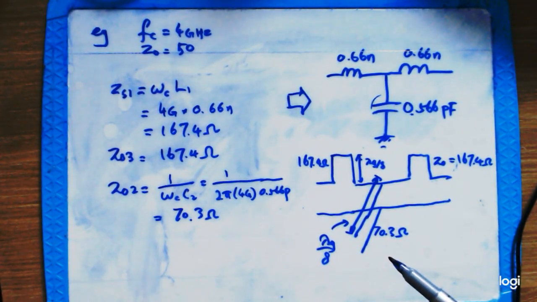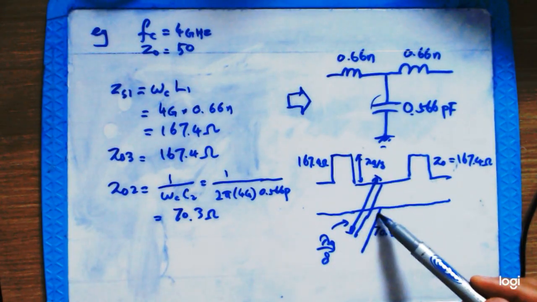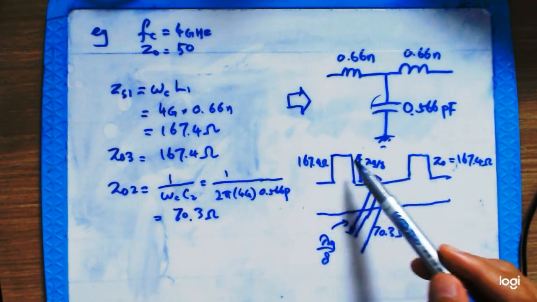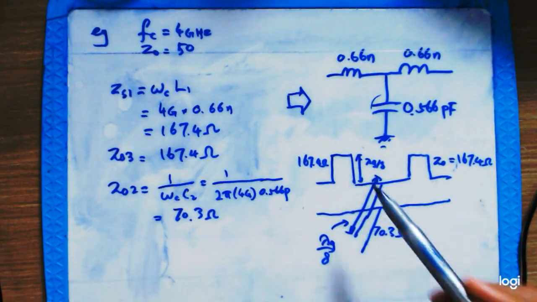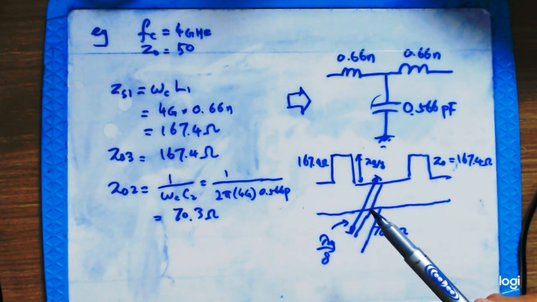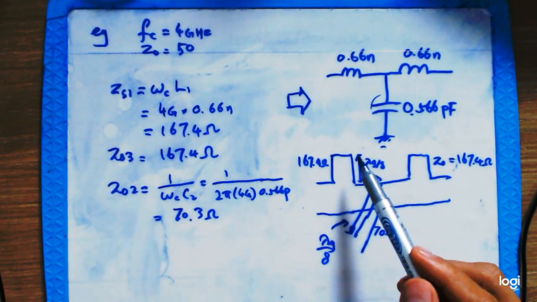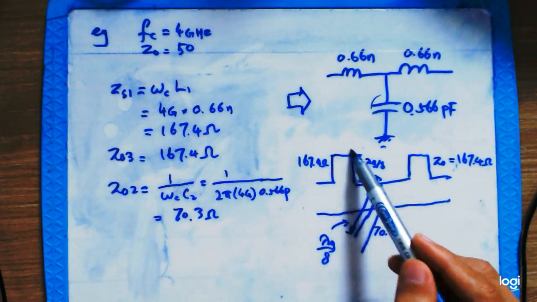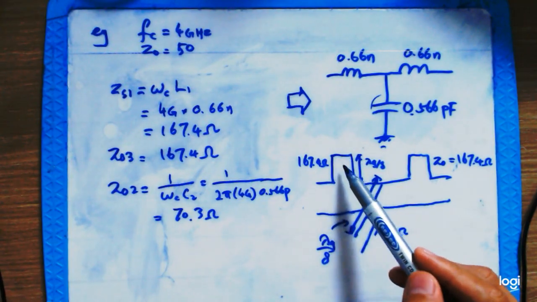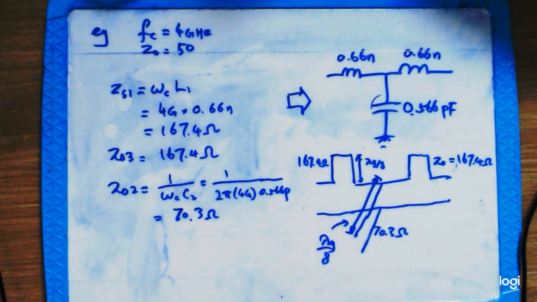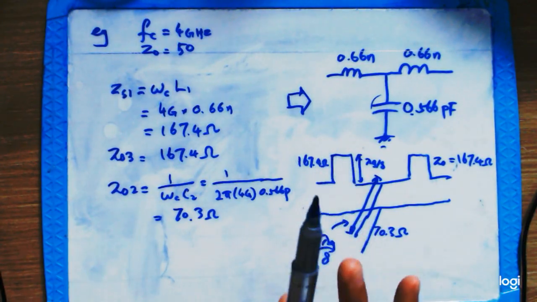But there is a problem as well. In RF microwave, it's easy to implement an open circuit stub, but it is not easy to implement a short circuit stub, and that's why we need another methodology. There is a way to convert the short circuit stub into open circuit stub, and this is going to be discussed in the next video.